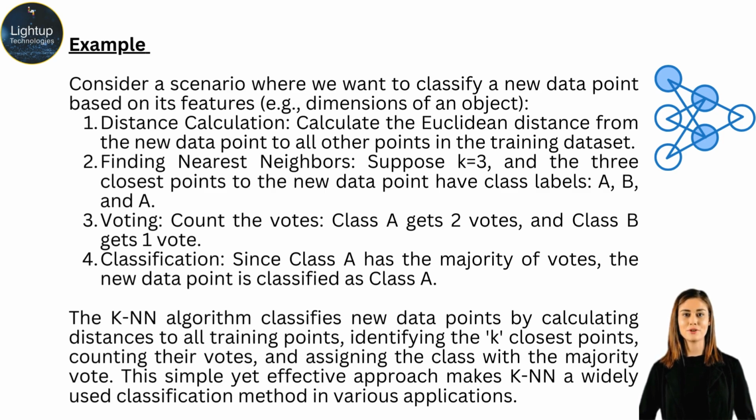The KNN algorithm classifies new data points by calculating distances to all training points, identifying the k closest points, counting their votes, and assigning the class with a majority vote. This simple yet effective approach makes KNN a widely used classification method in various applications.